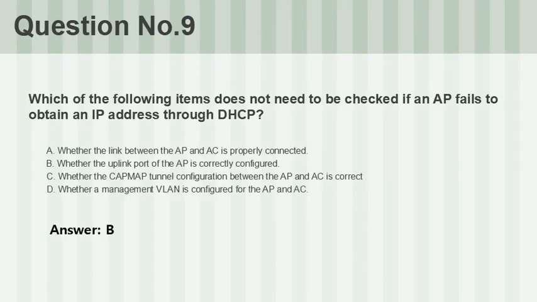Question number 9. Which of the following items does not need to be checked if an AP fails to obtain an IP address through DHCP? A. Whether the link between the AP and AC is properly connected. B. Whether the uplink port of the AP is correctly configured. C. Whether the CAPWAP tunnel configuration between the AP and AC is correct. D. Whether a management VLAN is configured for the AP and AC. Answer: B.